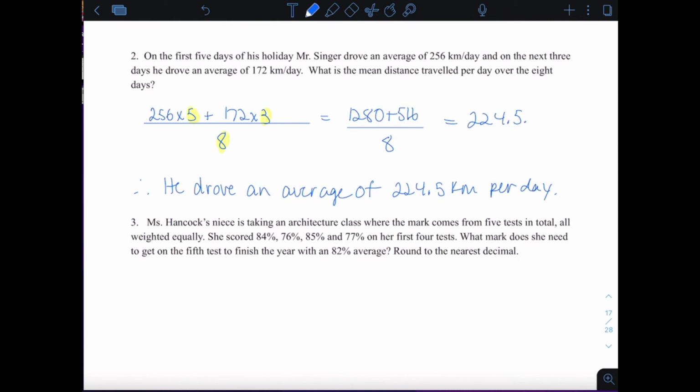All right, Miss Hancock's niece is taking an architecture class where the mark comes from 5 tests in total, all weighted equally. She scored 84, 76, 85, and 77 on her first 4 tests. What mark does she need to get on the 5th test to finish the year with an 82 average? So we're going to let X represent what she needs on her test.